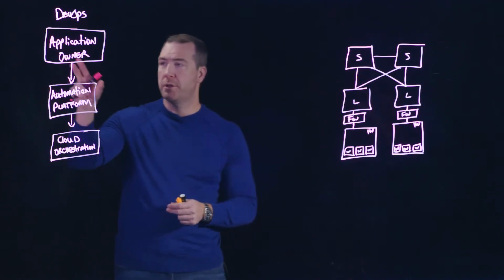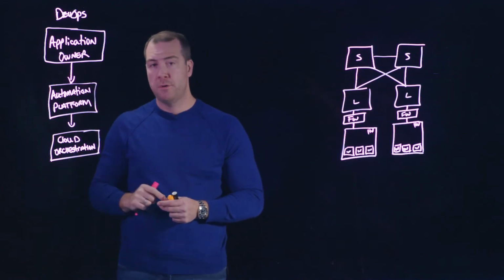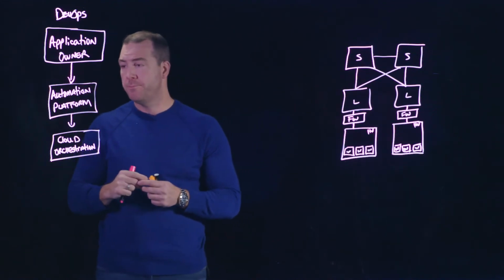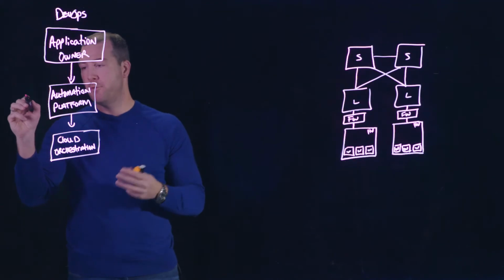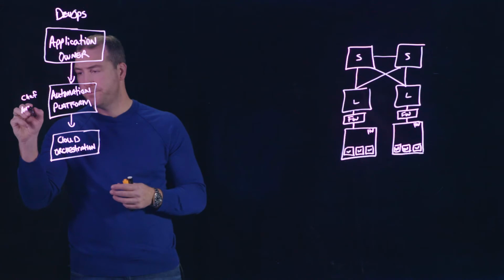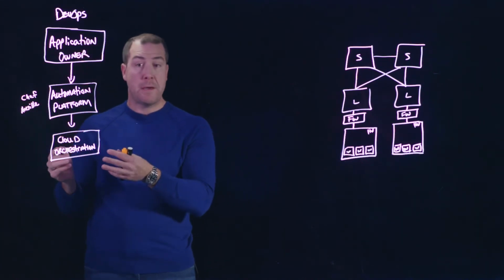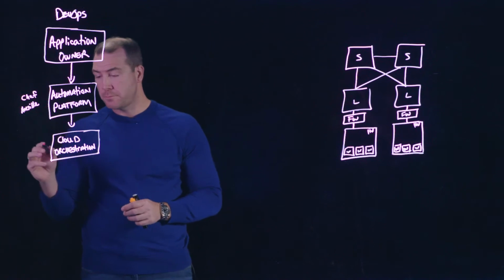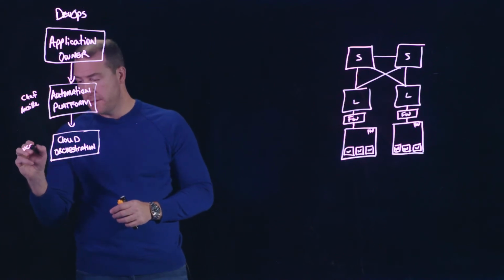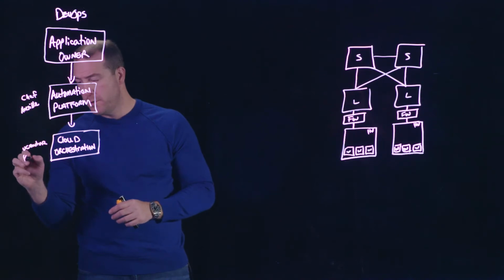So if we just take a quick look here, we have maybe an application owner, and that application owner is using an automation platform, and in this case maybe that automation platform is something like Chef or Ansible. And then that feeds into a cloud orchestration platform that maybe is something like vCenter or Kubernetes.